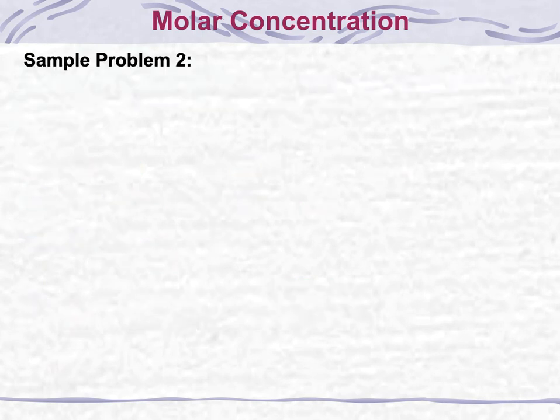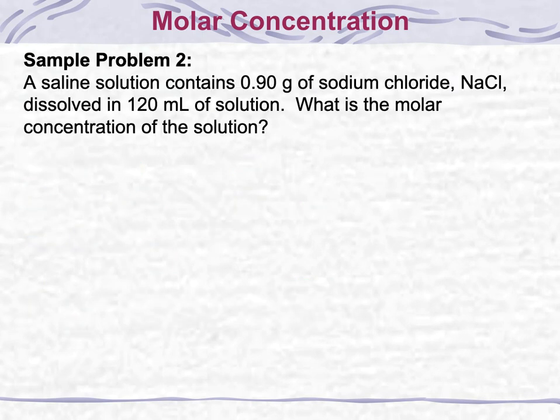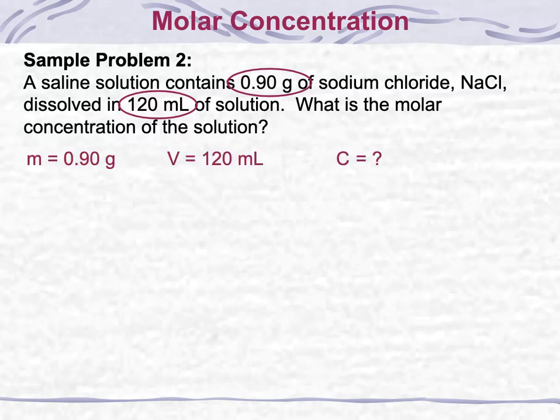So let's look at another sample. A saline solution contains 0.90 grams of sodium chloride, NaCl, dissolved in 120 milliliters of solution. What is the molar concentration of the solution? So we've got 0.90 grams, so that is a mass, and we have 120 milliliters of volume, and we're asked to find the concentration.